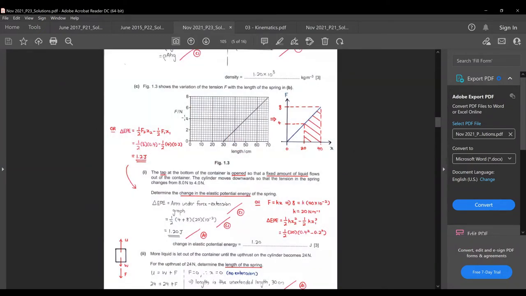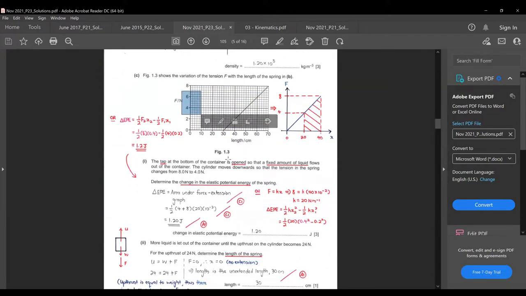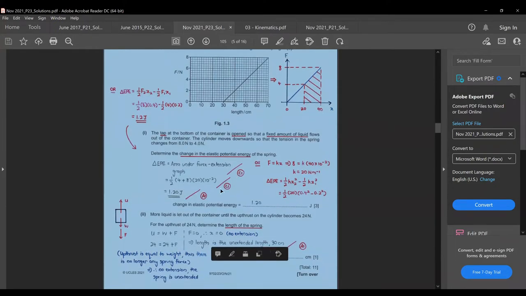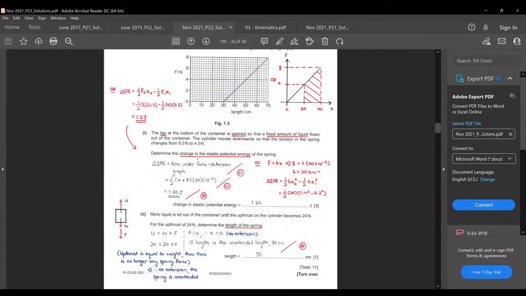Just be careful when you are getting a force versus length graph. Just be clear whether you're getting force versus length or force versus extension graphs, because sometimes the questions tend to try to trick you from there. Okay, so I think this one should be okay.